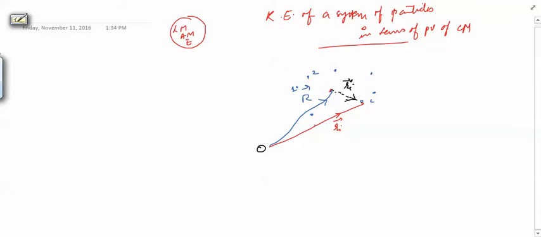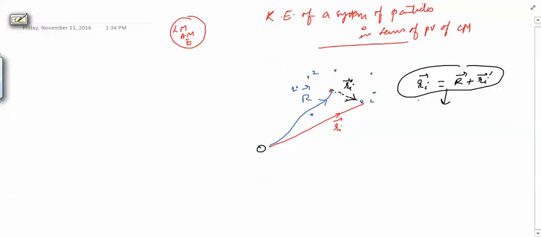From the triangular law of vector addition, you can see that your Ri vector is nothing but capital R vector plus Ri dash vector. That is, this vector plus this vector is equal to this vector. So you have this relation.